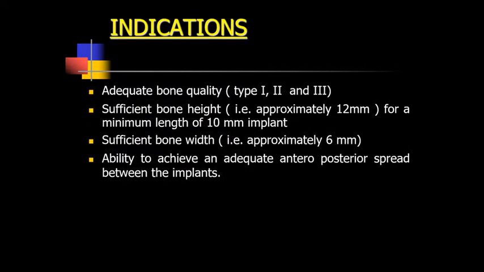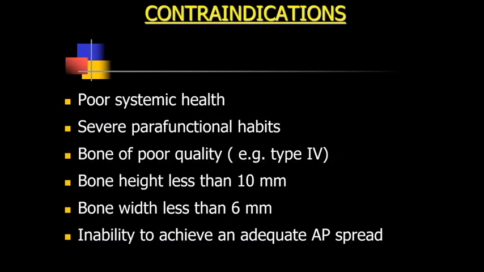Let us see the indications. There should be adequate bone quality and sufficient bone height of approximately 12 mm for a minimum length of 10 mm implant, and sufficient bone width, that is approximately 6 mm, and also the ability to achieve an adequate anterior-posterior spread between the implants. Coming to contraindications: poor systemic health, severe parafunctional habits like patients who are severe bruxers, bone of poor quality, type 4 bone, bone height that is less than 10 mm, bone width less than 6 mm, and cases where there is inability to achieve an adequate anterior-posterior spread.